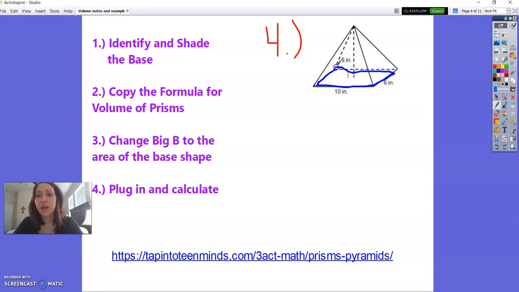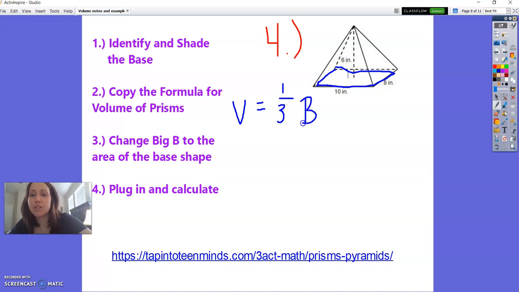So the base is a rectangle. And there's also triangular prisms that would have a triangle down here at the bottom instead of a rectangle, but I am starting with rectangles because it's easier and I want to start you off a little bit easy. So I already identified and shaded my base. So next I'm going to copy the formula. So volume equals 1/3 big B H.